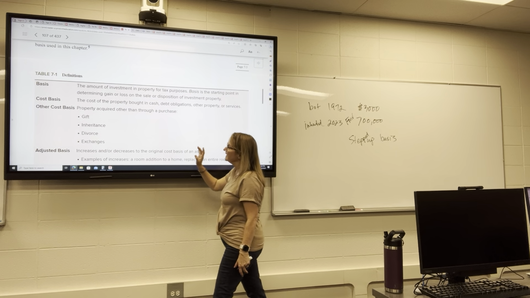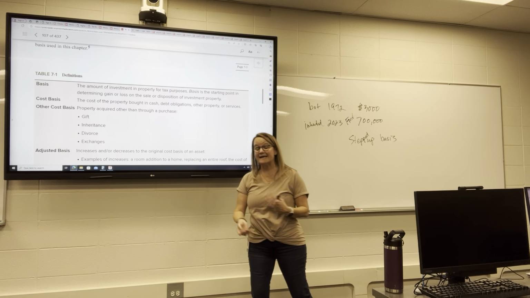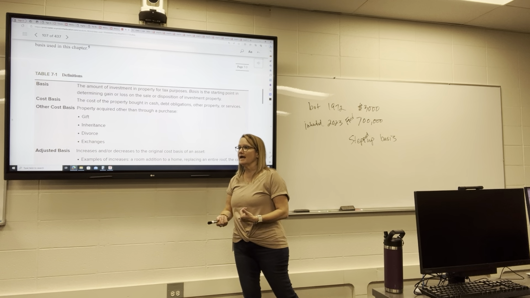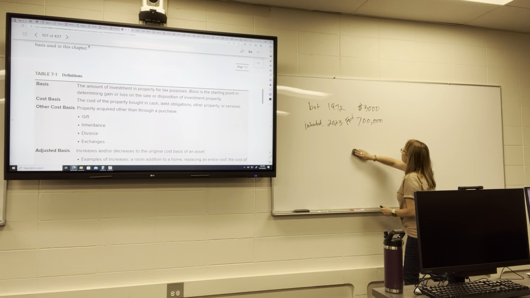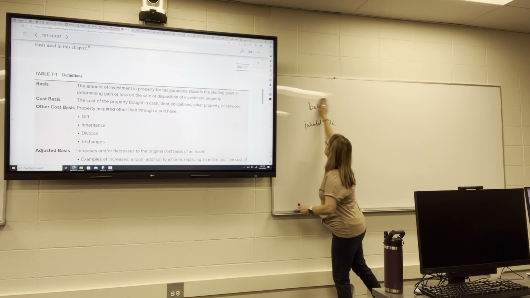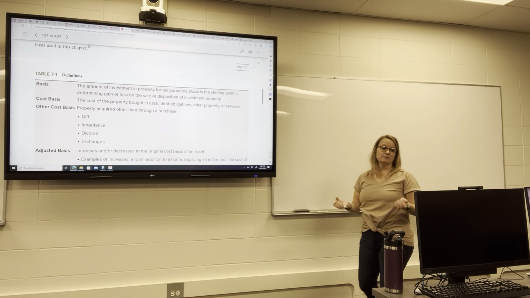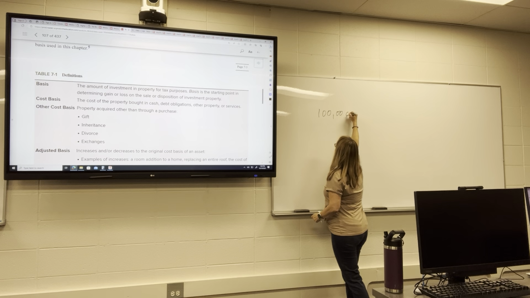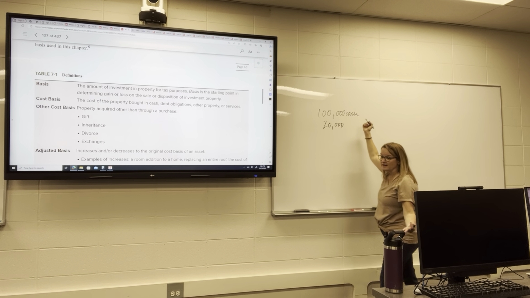Sometimes you acquire an asset that has some debt attached to it. So you buy a building, say a $100,000 building, and the person who owns it still has a mortgage on it, and you agree to pay the mortgage. So you pay them $100,000 in cash, plus you assume a $20,000 mortgage.